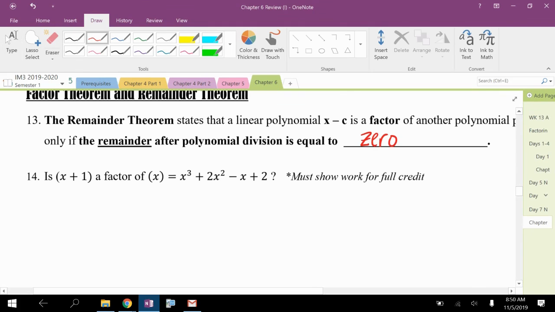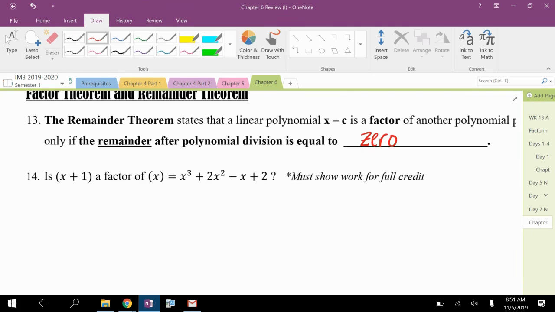This is literally a question on your test. That is the same question. I am telling you that right now. The very first question on your test is this question. Pretty easy question. When you divide something, 4 divided by 2 is 2. There's no remainder, so it is a factor.